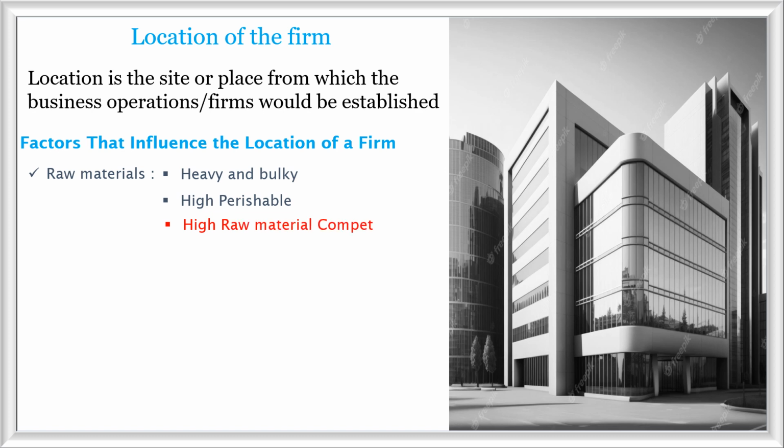And the third one is if there is competition for the raw materials. If the competition is high, then the firm should be located near the source so as to ensure that it gets all the raw materials it requires at all times. And there are also other advantages of locating a firm near the source of raw materials. And one of them is that transport costs, as we have seen, will be minimized, and also the storage cost of the raw materials will also be minimized.